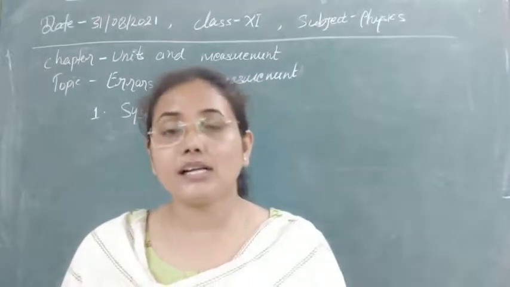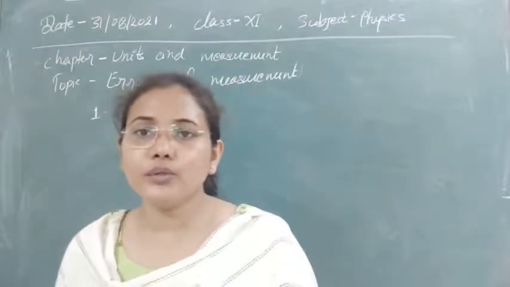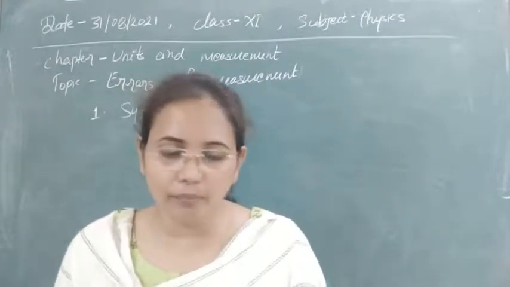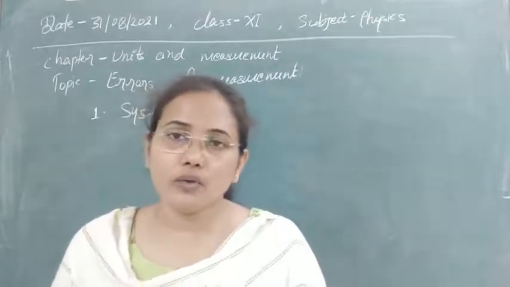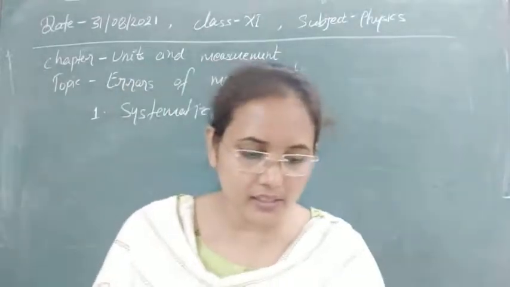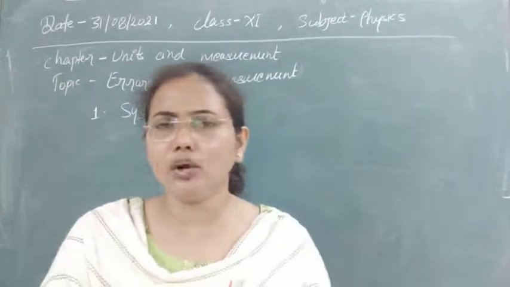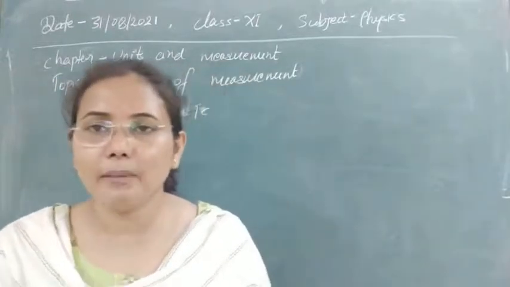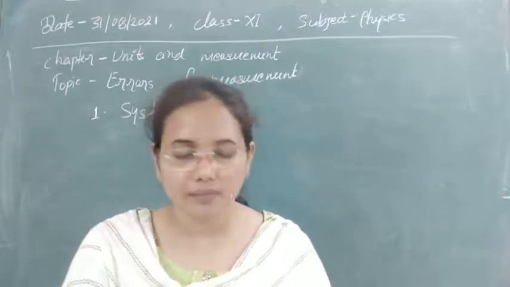Next one, least count error. So what is least count? The smallest value that can be measured by any device is known as its least count. If you haven't seen the least count properly, or haven't calculated it properly, then there can be errors in your measurement, because any value that you have measured will always have an error due to its least count.